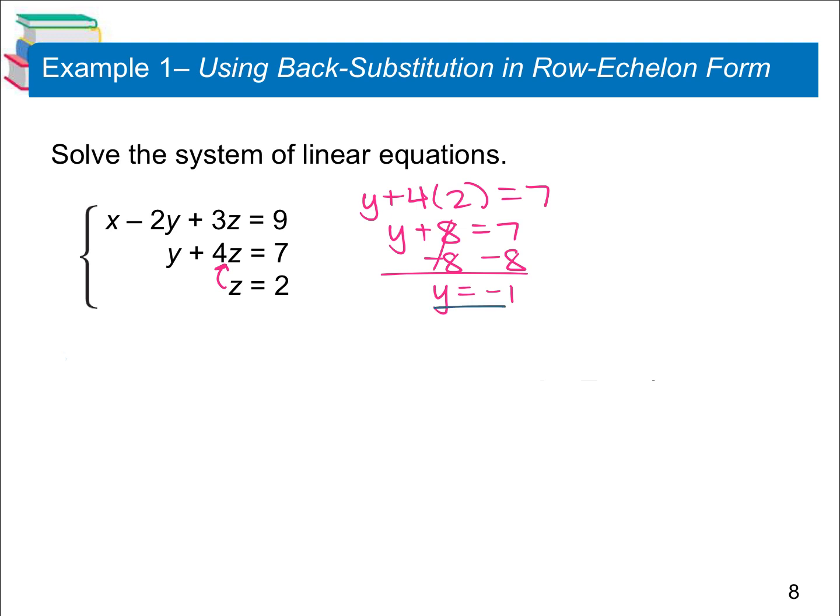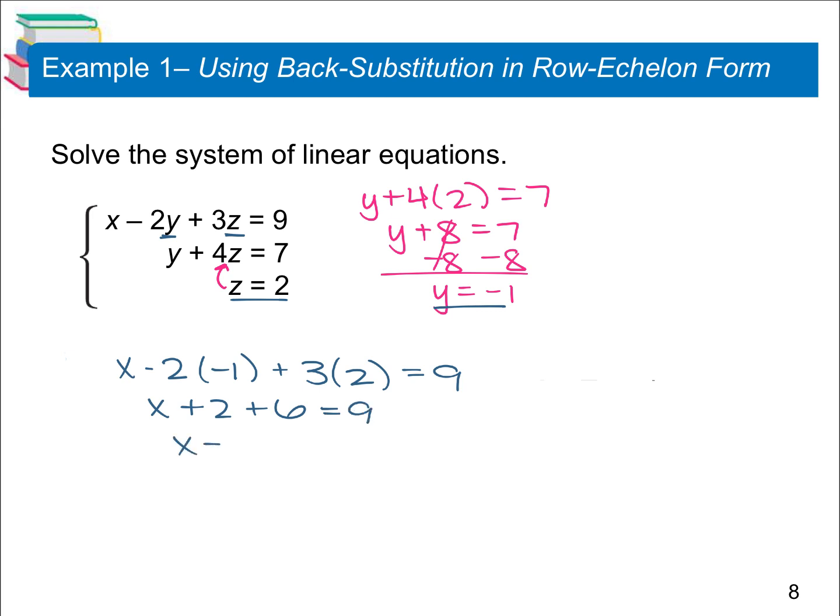So now we have a y and a z. We're going to plug those in for y and z in the top equation and solve for that. So that's going to give us x minus 2 times y, which is negative 1, plus 3 times z, which is 2, is equal to 9. Your negative 2 times negative 1 is positive 2. Your 3 times 2 is 6. The 2 plus 6 is 8.